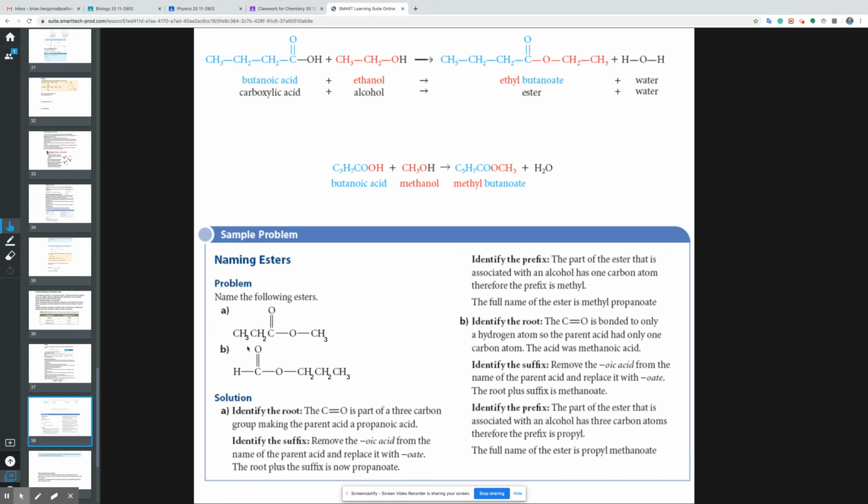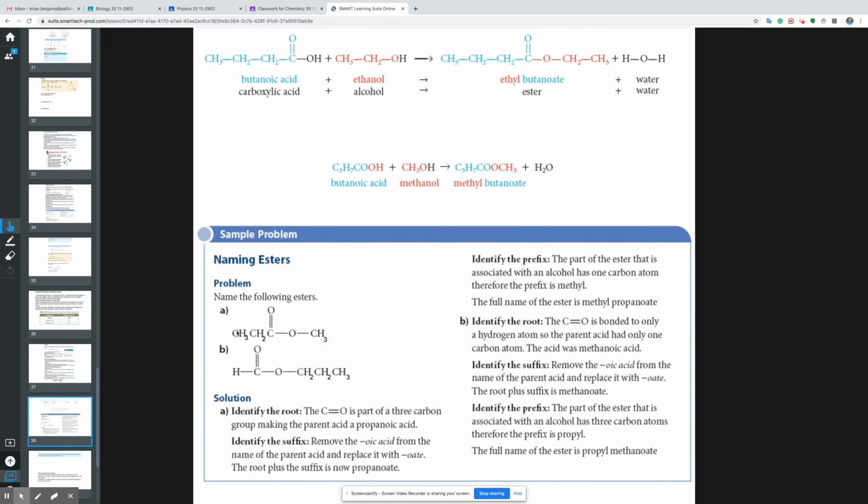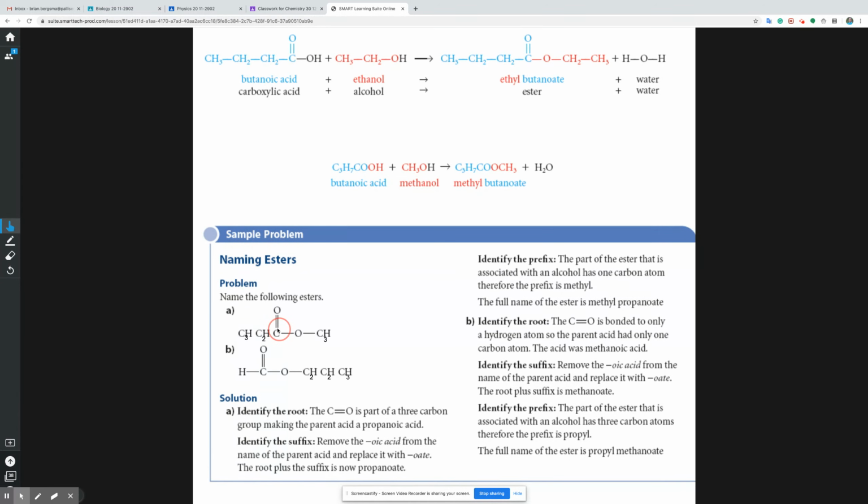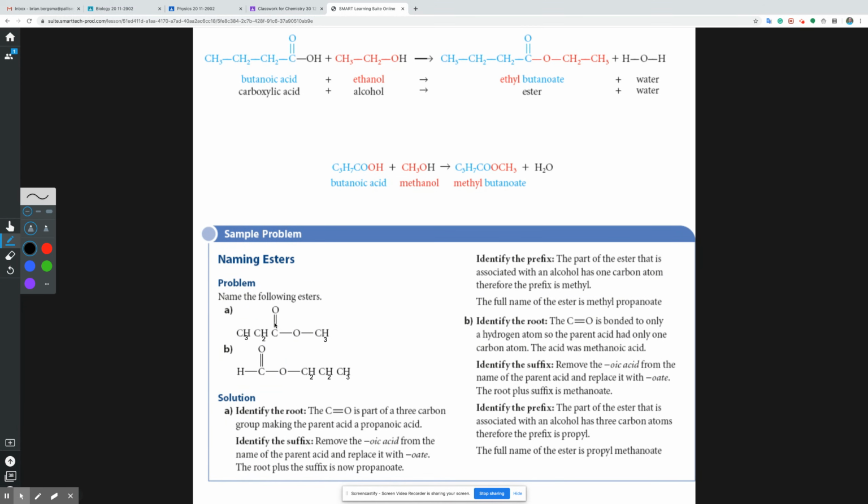And if we're just naming them without seeing the actual formula and how they got there, again, just start here. The group coming off over here, that's our parent chain. It has 3 carbons, so it's going to be propanoate, and then we have 1 carbon coming off here, so we have methyl propanoate. Okay, so methyl propanoate.